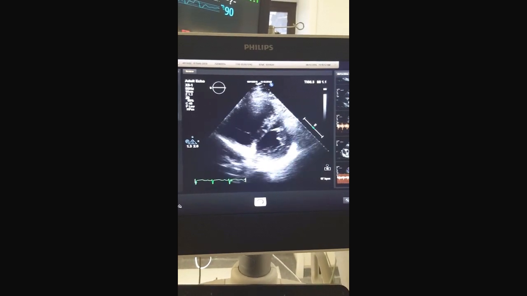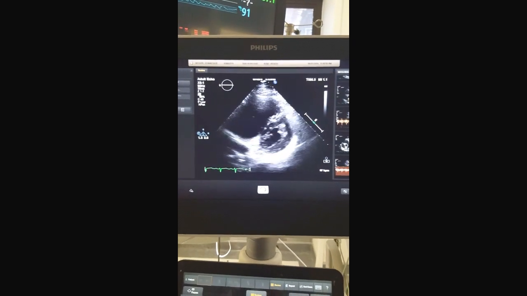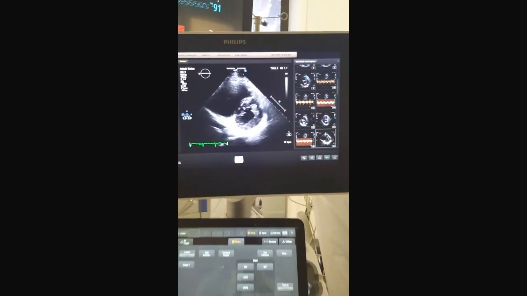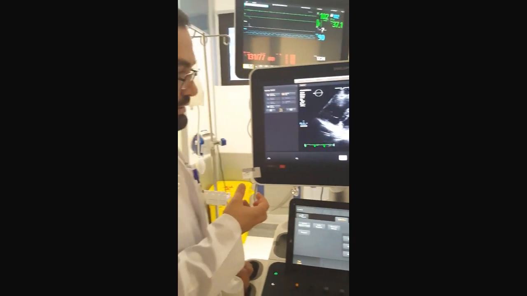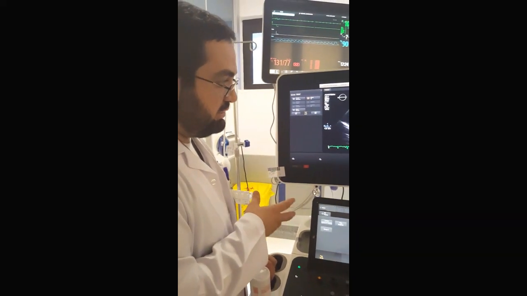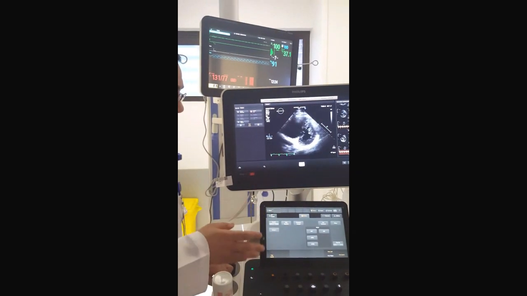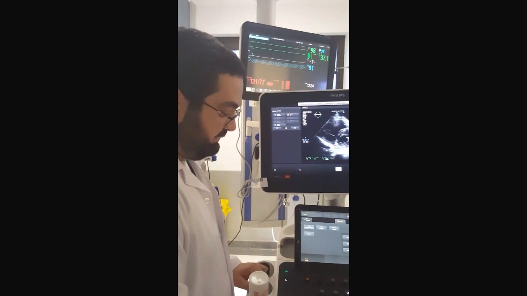How can we know if this is acute or chronic? To be honest, if the patient has an old echo study and now there is an increase in pulmonary pressure, this will indicate this is acute. If the patient doesn't have one, then we have to correlate with the clinical findings.